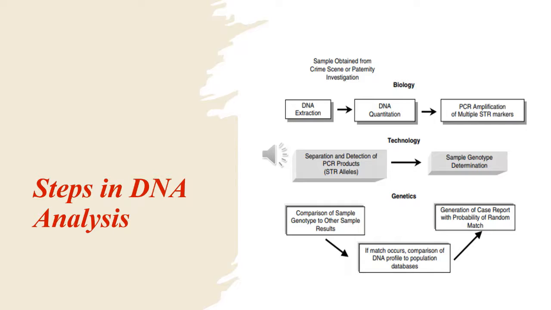Separation and detection of PCR products can be performed using capillary electrophoresis in a genetic analyzer. The samples can be compared to the suspect and reference sample, and if a match occurs, the DNA profile is compared to a population database. The case report can be generated using the probability of random match.